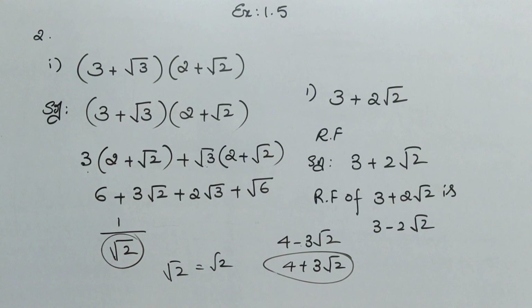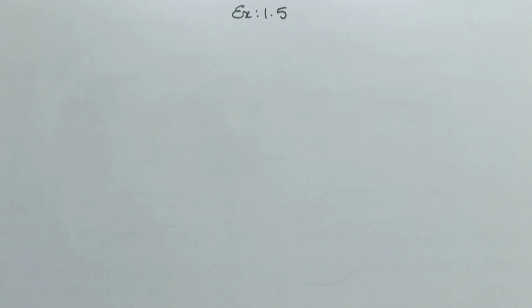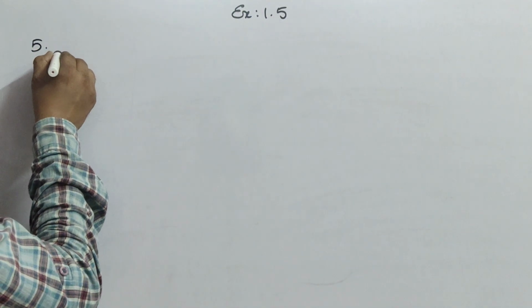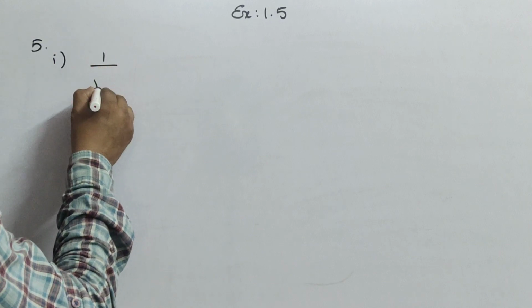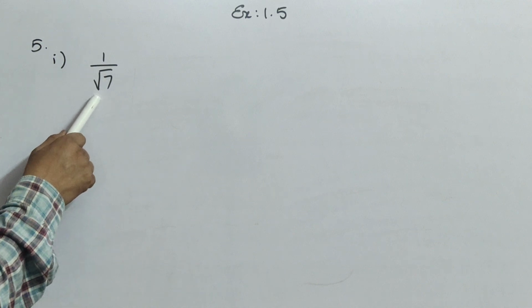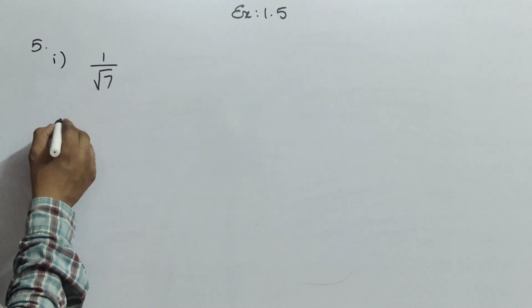Now see the exercise, fifth Roman. See the first question there: rationalize the denominator of the following. Fifth Roman, first question: 1 by root 7. Rationalize the denominator. That means it is clearly mentioning here the denominator. How to rationalize this one? Listen.